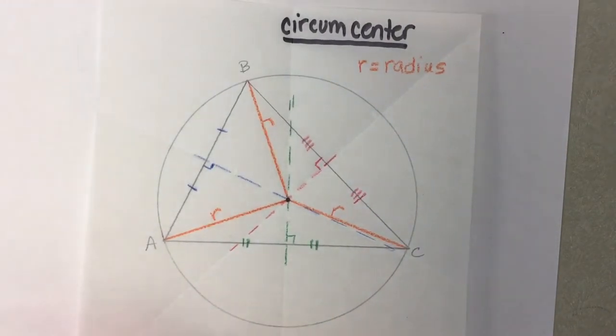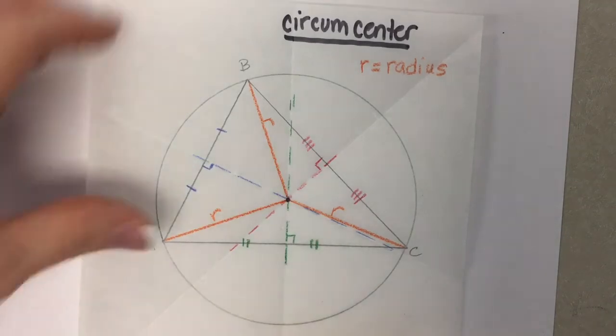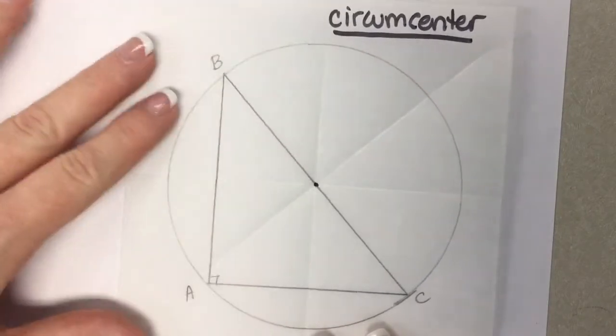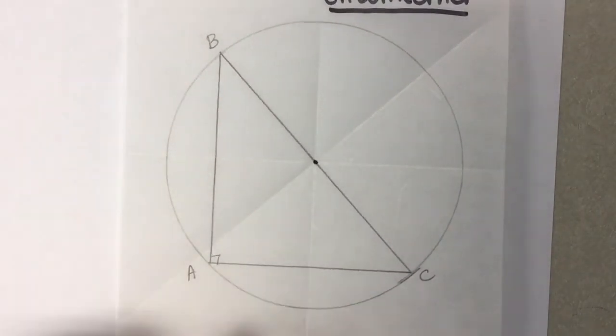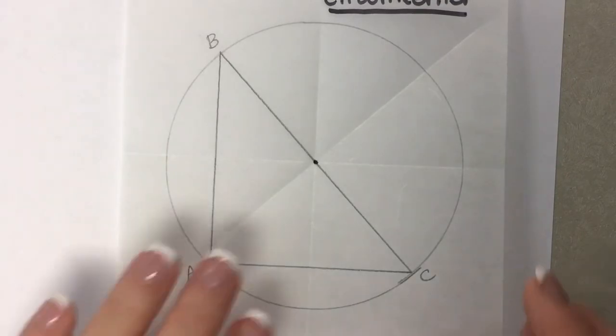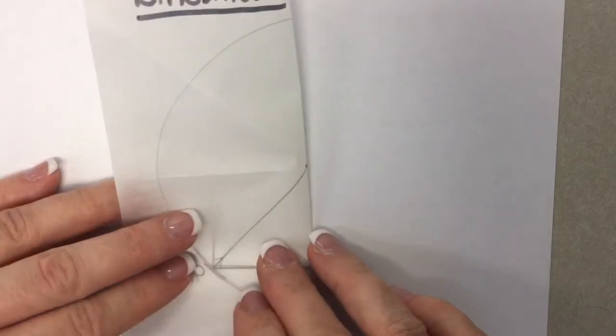So you might ask yourself, what if we had a right triangle or an obtuse triangle? Will the circumcenter always fall inside the triangle? The answer is no. Let's look at a couple of examples. So if we had a right triangle, and a right triangle is inscribed inside of a circle, then we want to use, what do we use again? We use the perpendicular bisectors. So we took each vertex and we folded it onto itself.